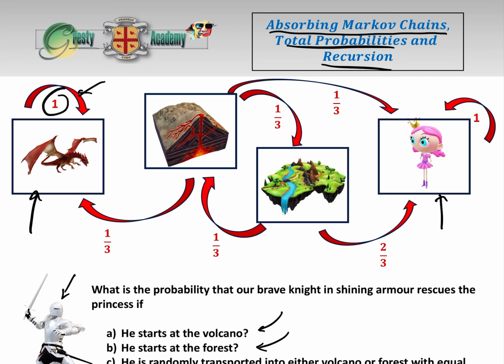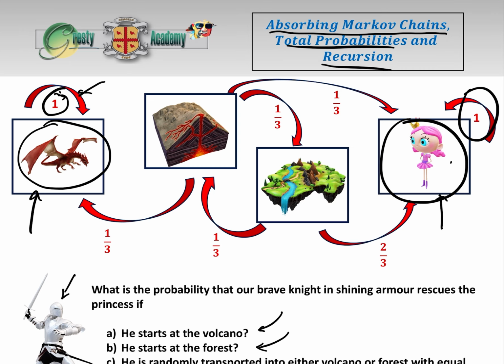Okay, so basically just having a look at this diagram, the absorbing state clearly is the dragon here, because the probability that he remains in this state is 1. He basically gets eaten by the dragon if he comes here, the knight in shining armour. And the other absorbing state is that he rescues the princess from her prison, and once he's rescued her, they live happily ever after. So the probability is 1 that he remains in this state.